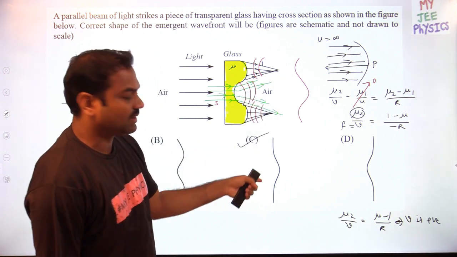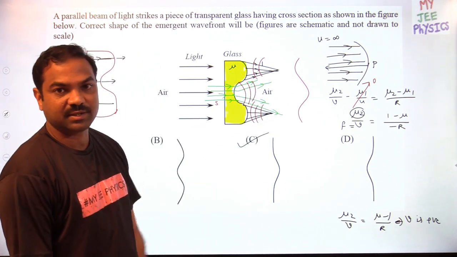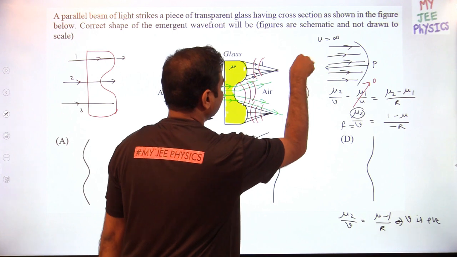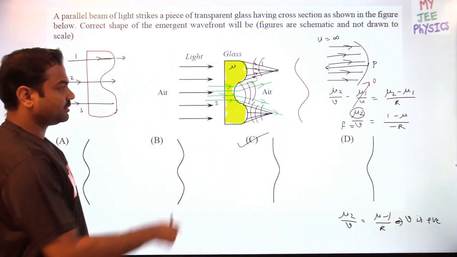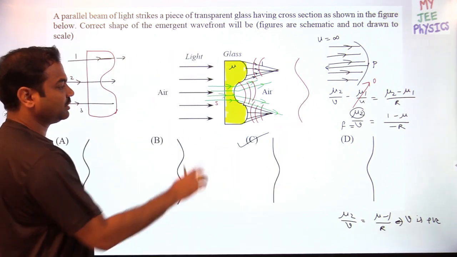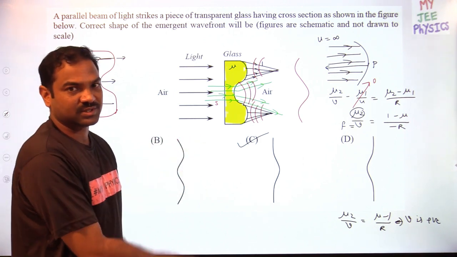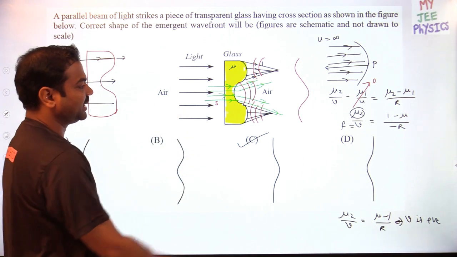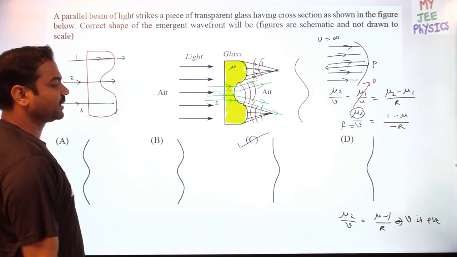If you follow this directly, you will get C as the option for the wavefront. So something like flat over here. Actually, I didn't draw it exactly, so try to understand the logic. You can identify the wavefront by using the focus logic, and from that also you can identify C as the option.